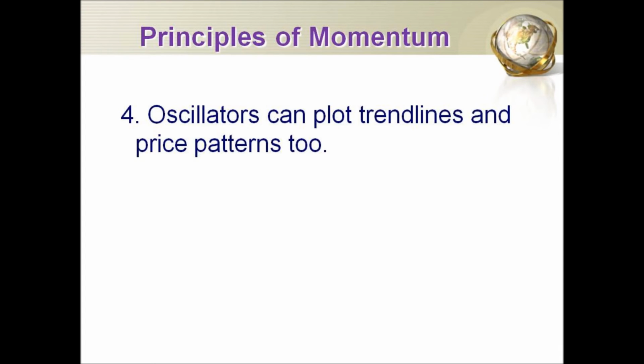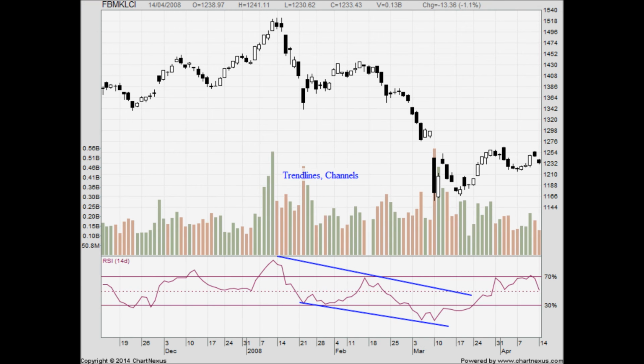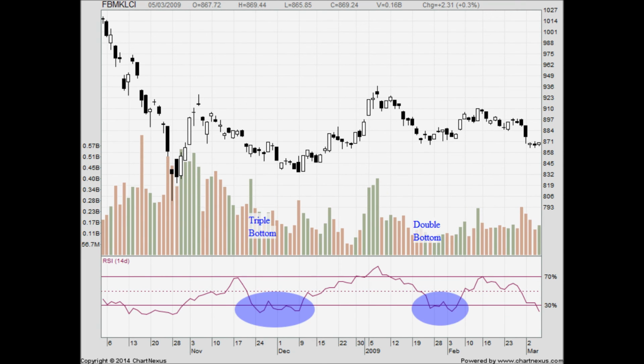The last principle of the momentum is that oscillators can plot trend lines and price patterns too. For example, you can plot trend lines and channels as shown in this chart, or you can identify the triple bottom or double bottom as shown in this chart. In other words, you can apply the principles of technical analysis in the oscillator as well.